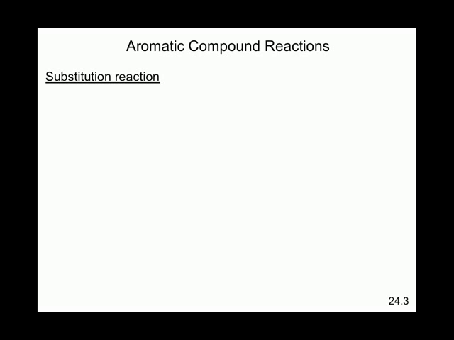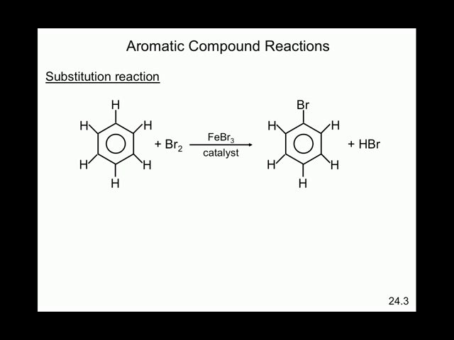Okay, let's take a look at some aromatic compound reactions. We can have a substitution reaction. So here's our benzene, we're reacting with bromine. We need a catalyst, using an iron(III) bromide catalyst. And what we've done is we've substituted for one of the hydrogens that's bonded to the carbon here.